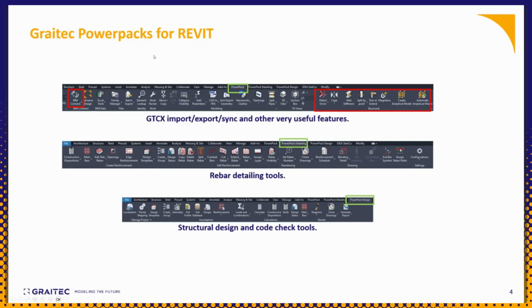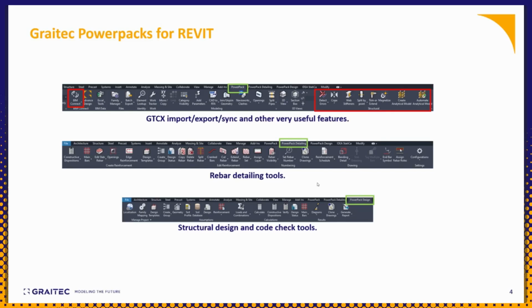In our webinar today, our focus is going to be first the beam workflow, which will use the beam connect option, and also fixing and checking your analytical model inside Revit using the PowerPack tools that you see here. We will see these in action soon. But on top of those, we also have two other PowerPacks, called PowerPack Detailing and PowerPack Design, which are mainly tools that help you create your rebars and rebar cages inside Revit.